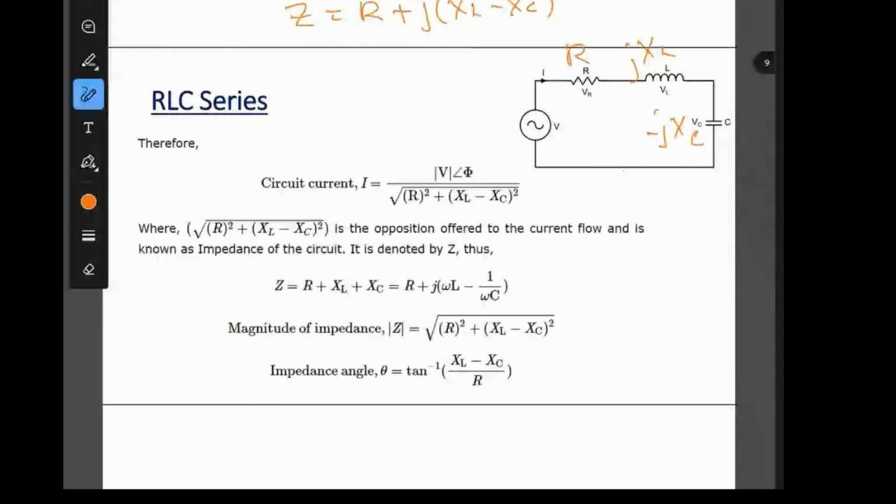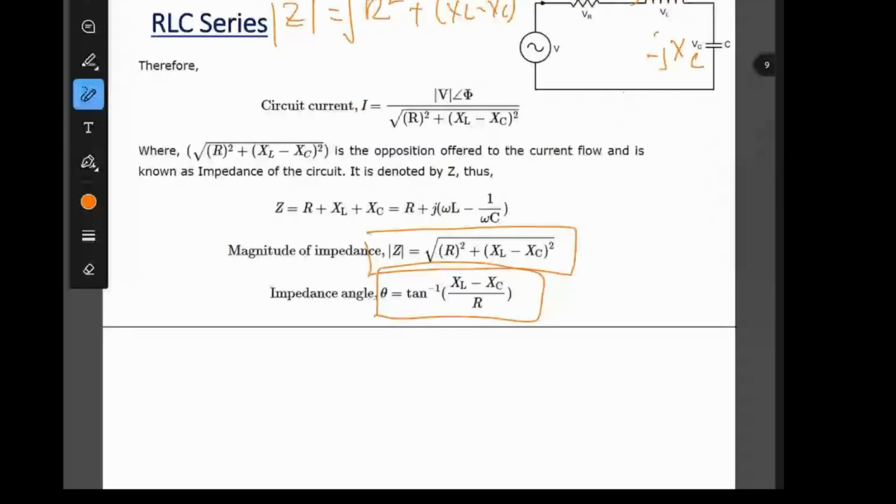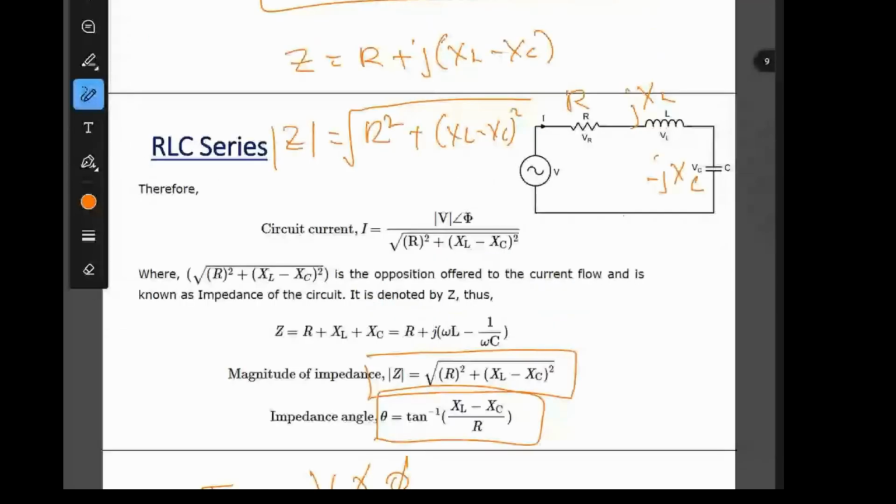So just repeat the previous formula. The magnitude of Z will be equal to the square root of R squared plus (XL minus XC) squared. This is the formula for the magnitude of the impedance. And then the angle will be equal to inverse tangent of (XL minus XC) divided by R. So we have impedance and also voltage. To find current, just take the formula for voltage: I will be equal to V angle theta divided by Z angle theta. Okay, I think that's all for voltage and current of the RLC series.